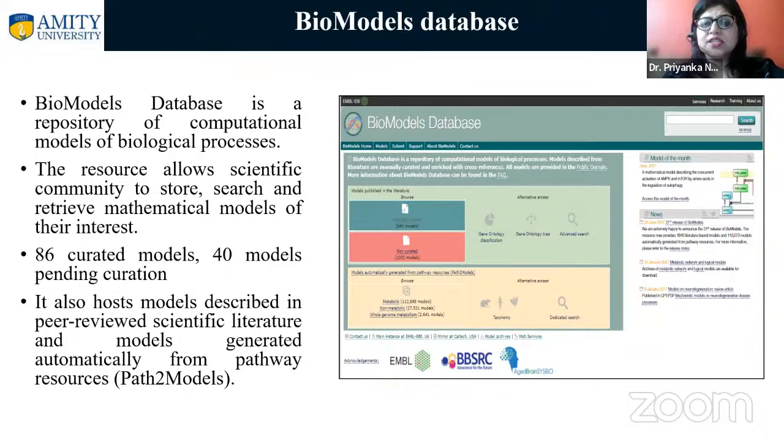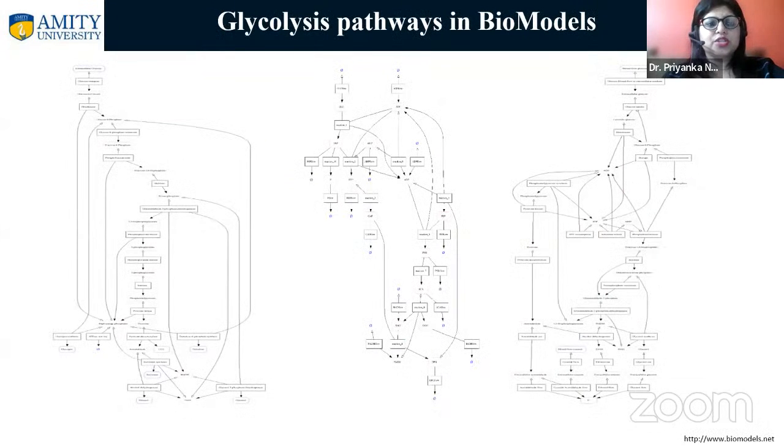You can see 640 models are now available, which are manually curated, and more than 1000 models are present which are non-curated. So you have a lot of information, and this slide just shows what representation in BioModels looks like. This is taken from BioModels, where each of these processes can be listed, and every database has its own representation. So this is again the glycolysis pathway in BioModels.